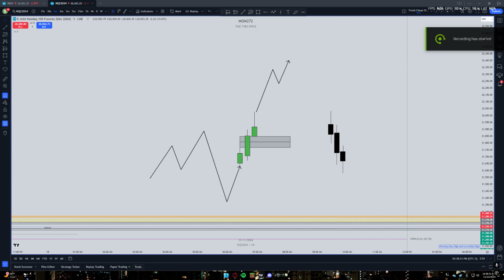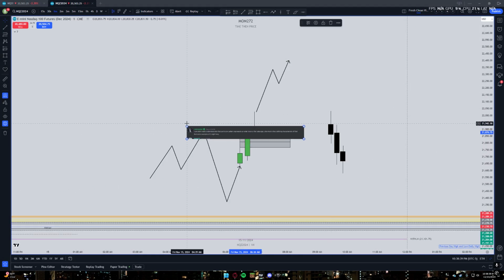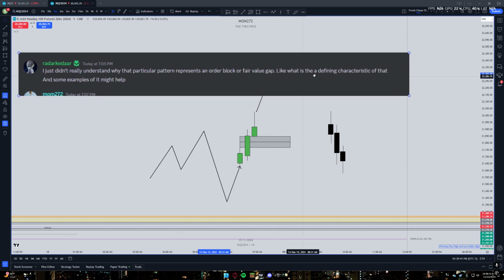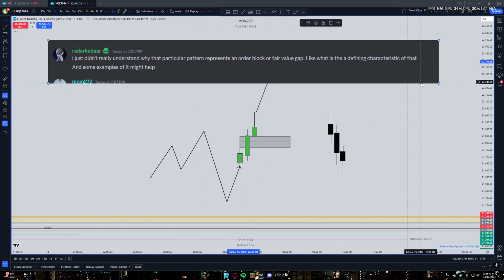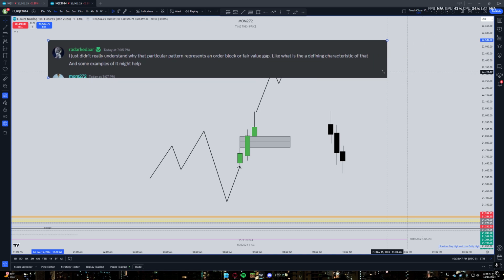Okay. Order blocks, fair value gaps. We are going to do that in the opposite order that I just said them, using your question specifically. Why that particular pattern represents a fair value gap.